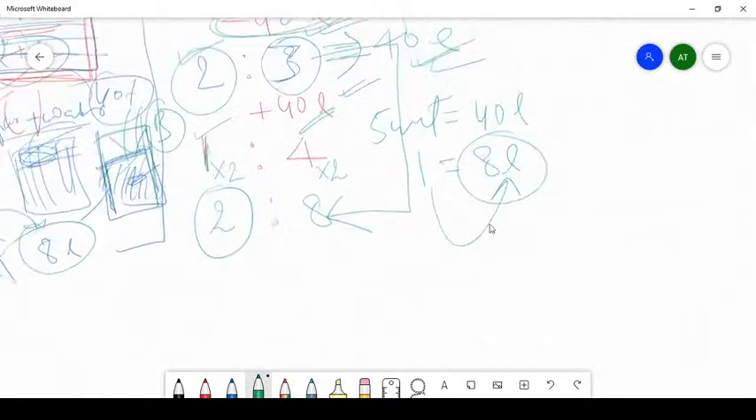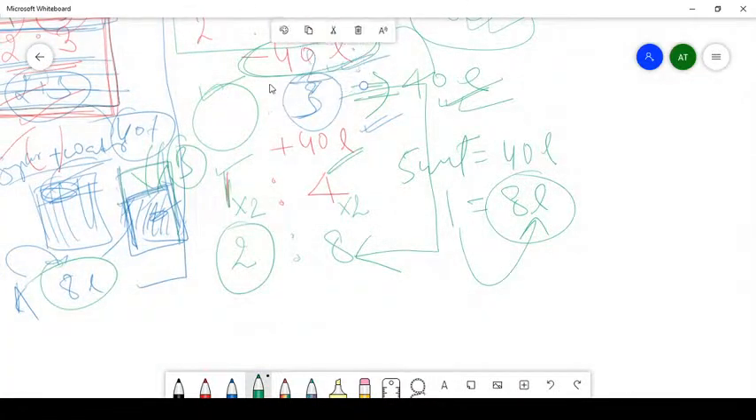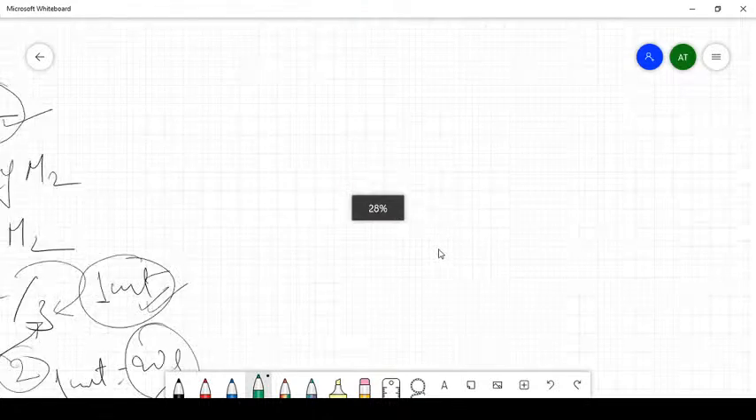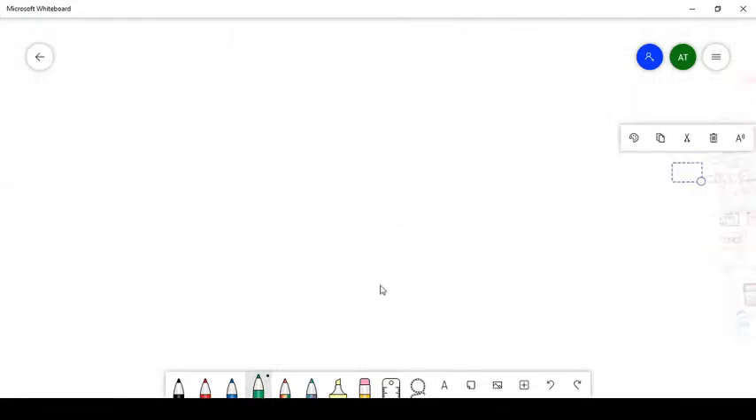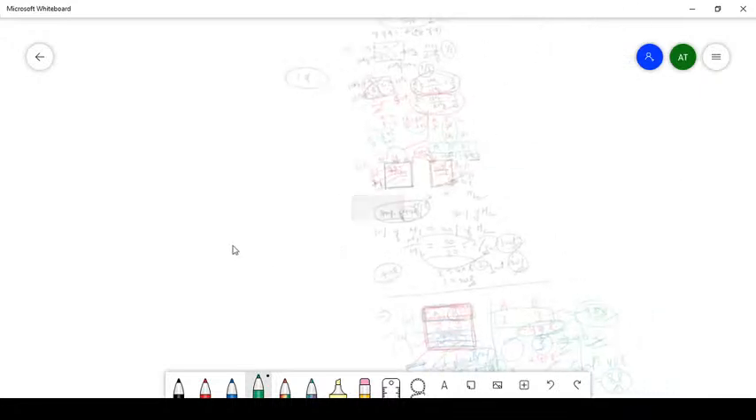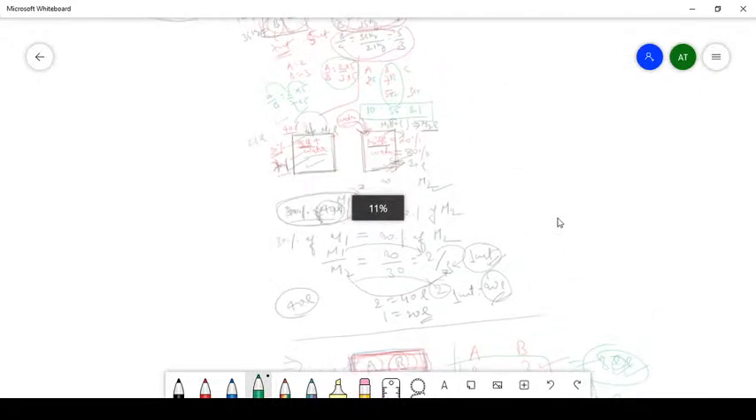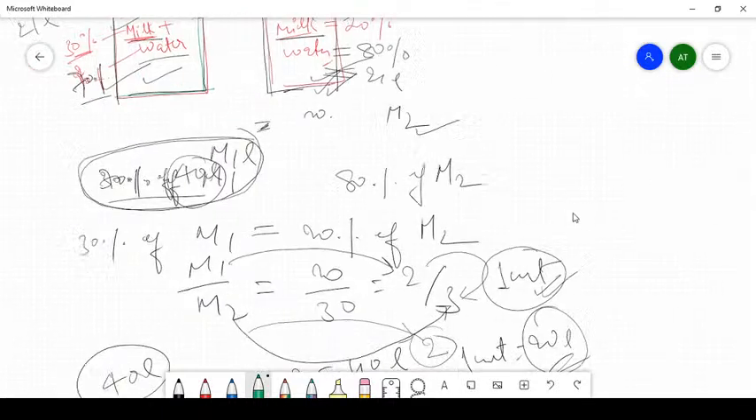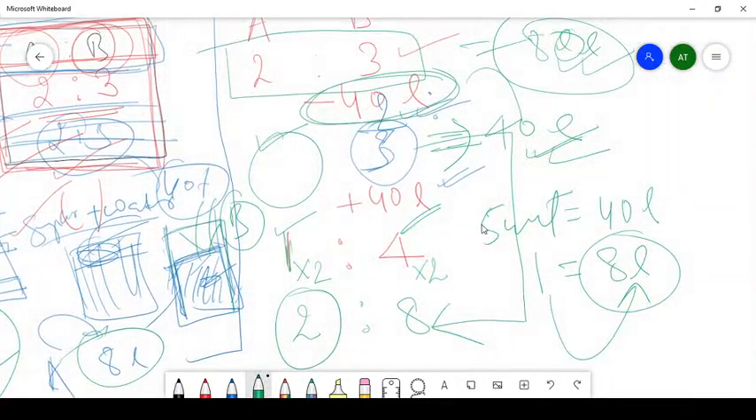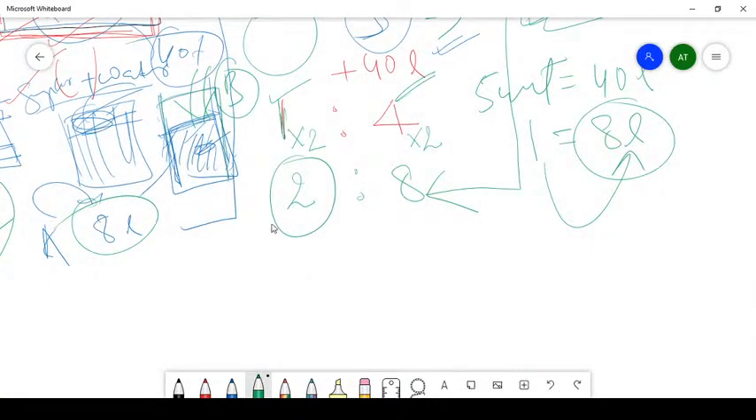Or you can calculate as the quantity of mixture replaced here is 40 liter and we replace with the same quantity, then you can calculate the final quantity from this also. That means if the value of 1 unit is 8 liter, then the value of 8 plus 2, 10, is 10 into 8, which is equal to 80 liter.